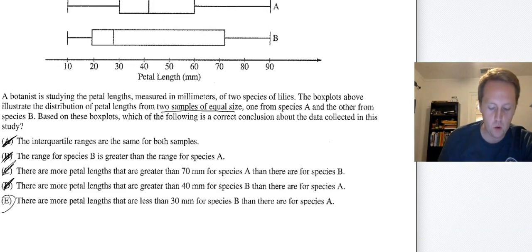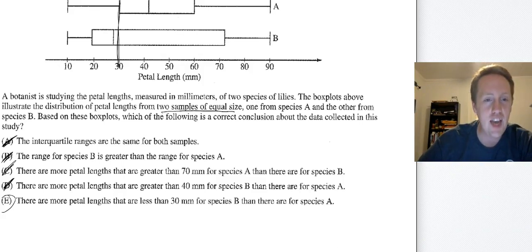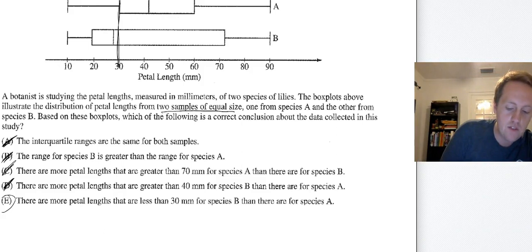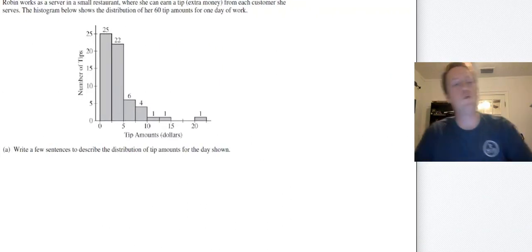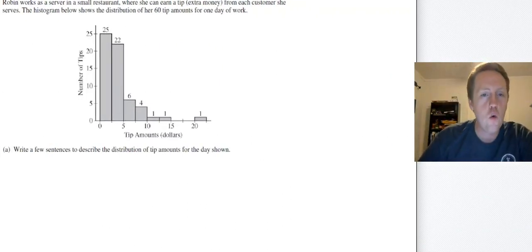But let's look at it. There are more petal lengths that are less than 30 for species B than there are for A. Here's 30. About 25% in A, and more than 50% in B, because look at the median. So that's right. Great.